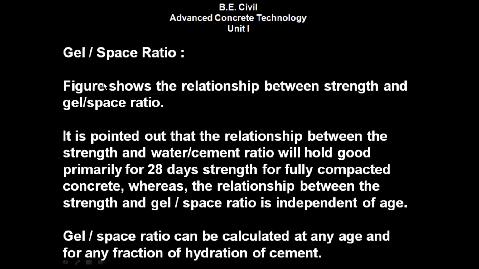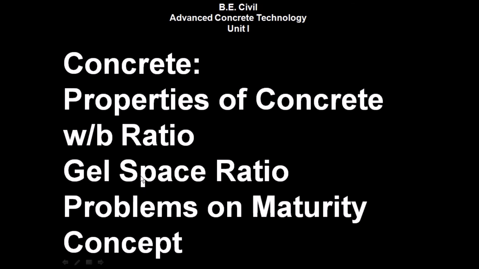The figure shows the relationship between the strength, which is on the vertical axis, and the gel space ratio on the horizontal axis or the abscissa. It is pointed out that the relationship between the strength and water cement ratio will hold good primarily for 28 days strength for fully compacted concrete, whereas the relationship between the strength and gel space ratio is independent of the age. Gel space ratio can be calculated at any age and for any fraction of hydration of the cement. So we have seen the gel space ratio.